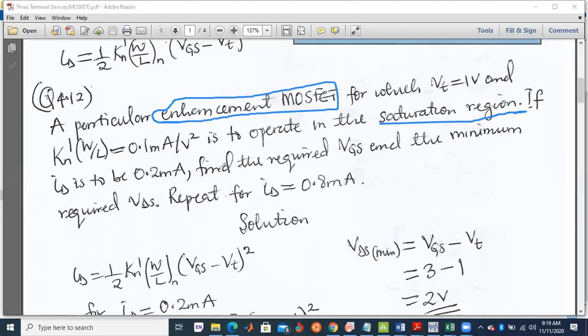Okay. And we have to find what? Find the required VGS, the gate to source voltage, and the minimum required VDS. And we have to repeat the same thing for ID equals 0.8. Now, my question to you is, when is a MOSFET said to be in an enhancement mode? Who can tell me?